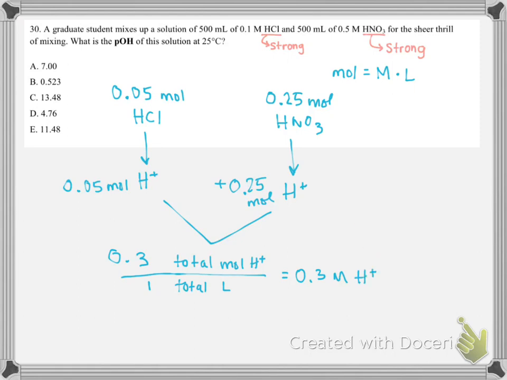When I take the negative log of that, I should get pH. We'll find that pH is equal to like 0.5229, which is the same as answer choice B. It makes sense that it's super acidic because we're mixing two strong acids together.